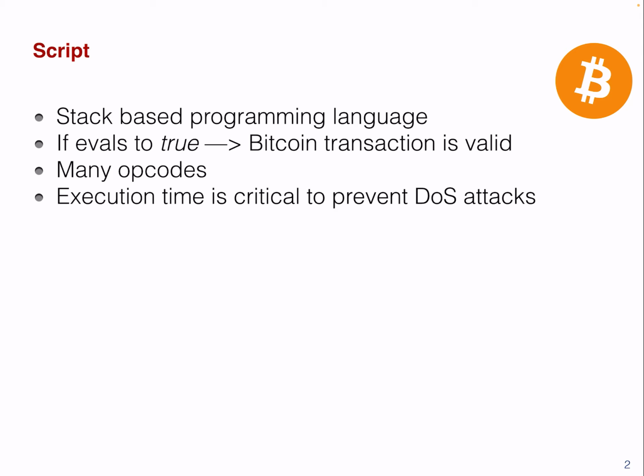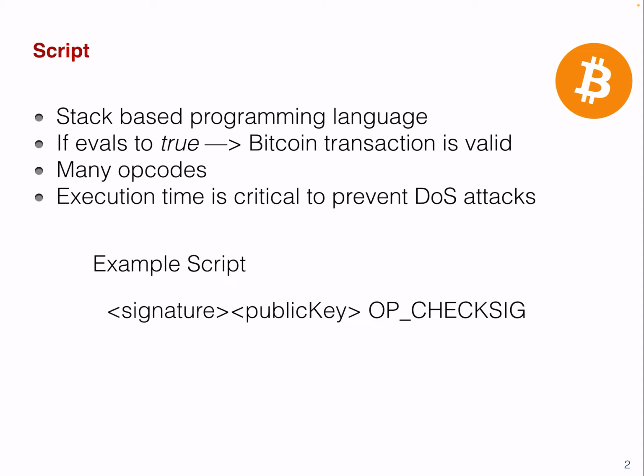The Bitcoin script language supports quite a few opcodes, and the execution time of a script program is really critical to prevent denial of service attacks. So we don't want to compute too much here. It has to be quite simple. But this programming language is really a genius move from Satoshi, in a sense, to allow for more flexible transaction types than just a simple transfer.